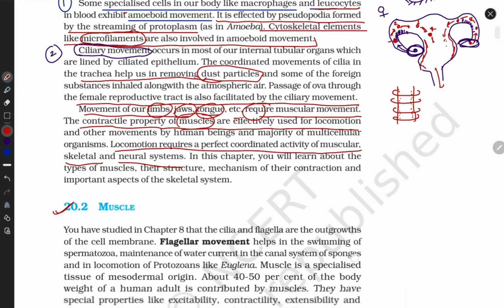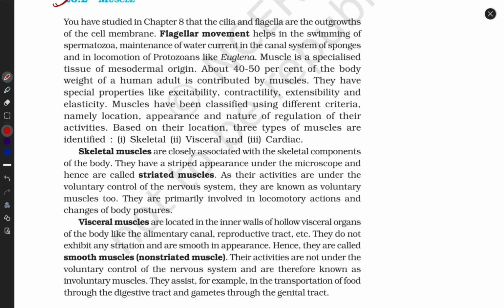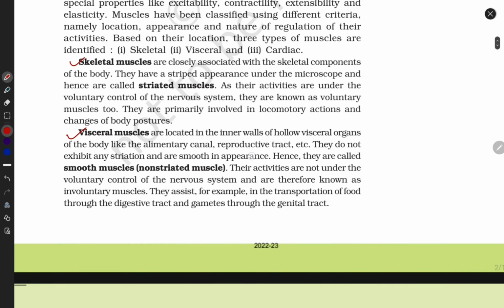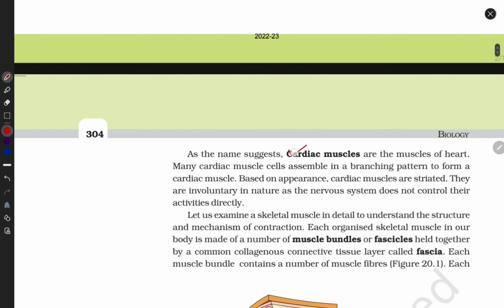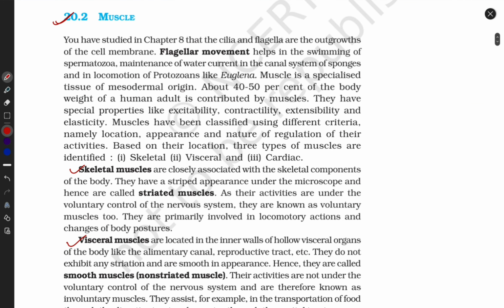Let's take up a brief introduction about muscles. Muscles are divided into 3 parts: skeletal muscle, smooth muscle, and also cardiac muscle. This is the cardiac muscle. Alright guys, let's take a brief intro.